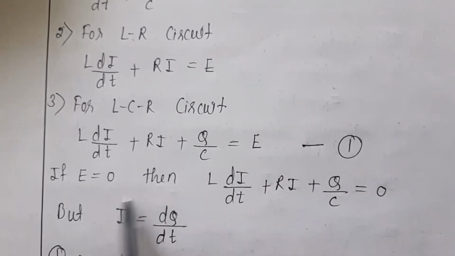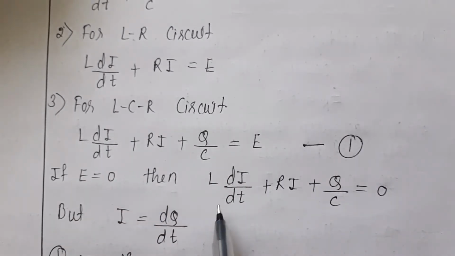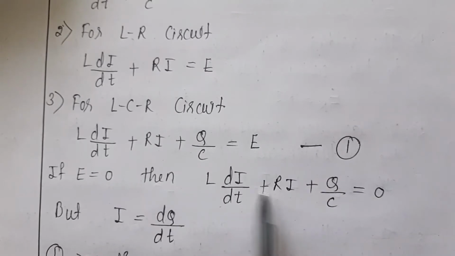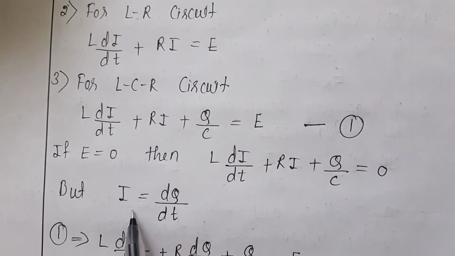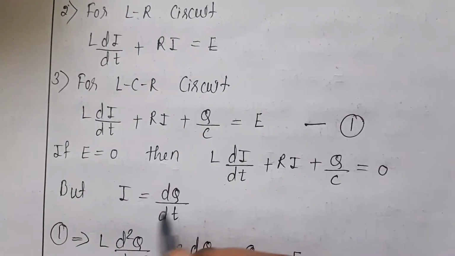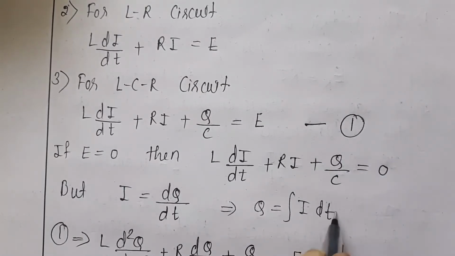Now if E is equal to 0, then this equation becomes a homogeneous differential equation. So it can be written as L di by dt plus Ri plus Q by C is equal to 0. But if the equation is in terms of I and Q both, we try to convert that equation either in terms of Q or in terms of I. So the relation between charge and current is, current is the rate of change of charge. So I is equal to dq by dt, or Q can be written as integration of I dt.